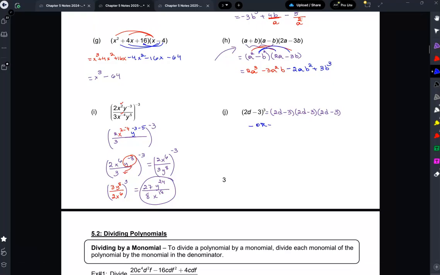Or, if I were doing this for myself, here's what I would do. So basically I have 2d minus 3 cubed, right? So I have 3 of them total. That's the same as if I had 2d minus 3 squared, 2d minus 3, right? That's a total of 3. Squaring this is easy because I square the first term, I square the last term, and inside I get 2d times negative 3, negative 6d, times 2, negative 12d. See how fun that was?